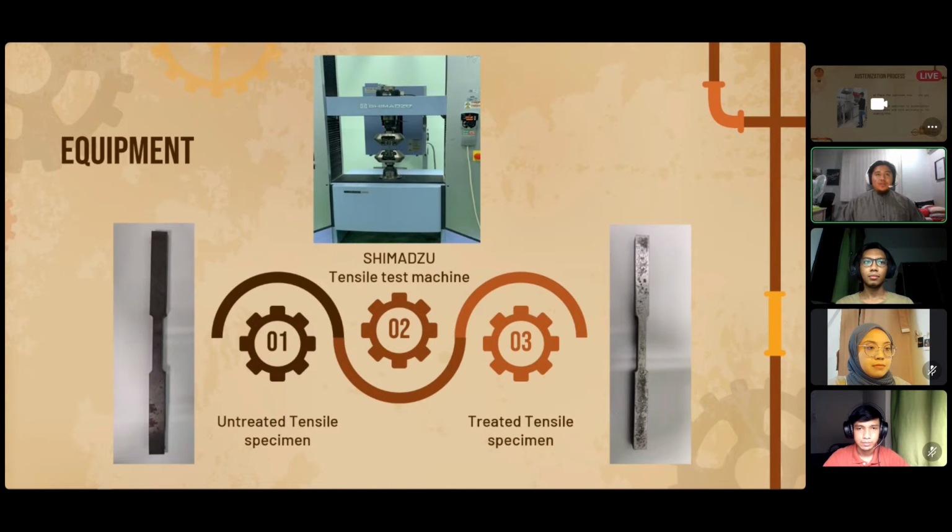Here is the equipment. We need the Shimadzu tensile test machine, untreated tensile specimen, and treated tensile specimen.